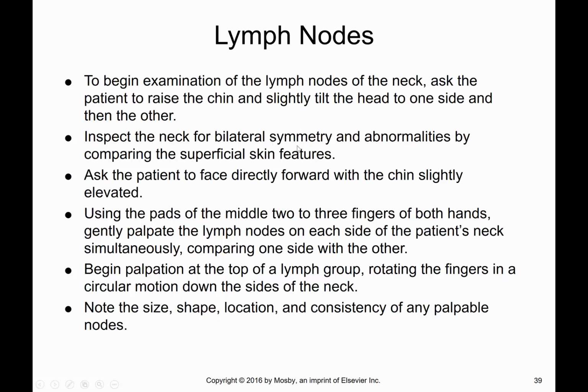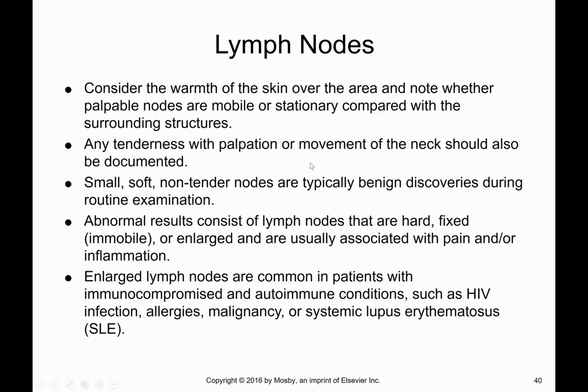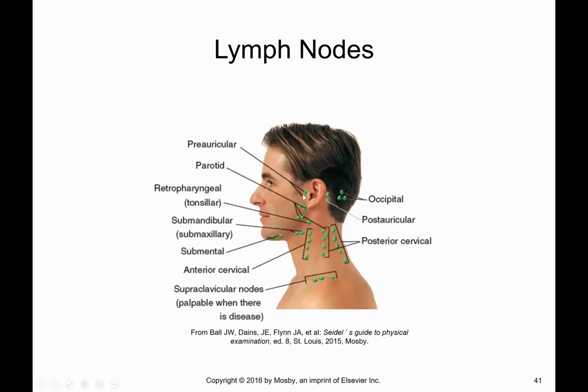So bilaterally, they should be symmetrical and non-tender. And so if you're feeling them, you're going to note the size, what they seem to feel like, their shape, where they're located, and if you feel any nodules or lumps or bumps or anything, you're going to say whether it's soft or not and non-tender, and then document if there were any abnormalities to your assessment.